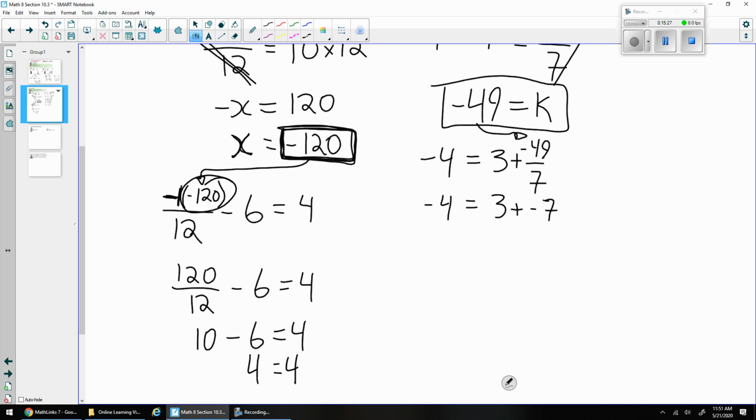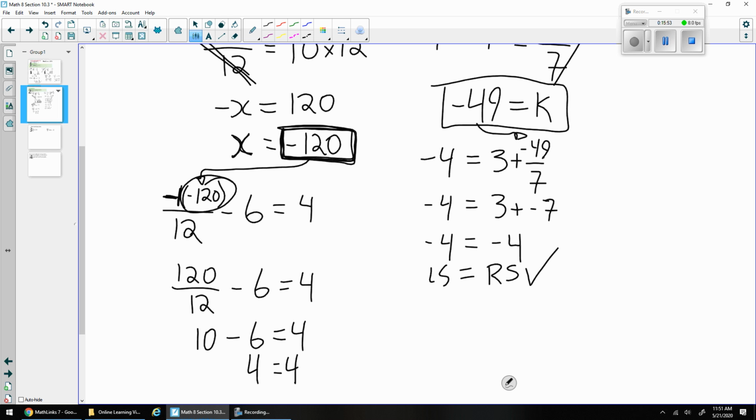Okay, so if I have negative 4 on the left side, and 3 plus negative 7, or if I have positive 3 and 7 negatives, in the end, that's like I'm subtracting 7. It brings me down to negative 4. Since the left side is equal to the right side, that means that my solution is correct. Okay.